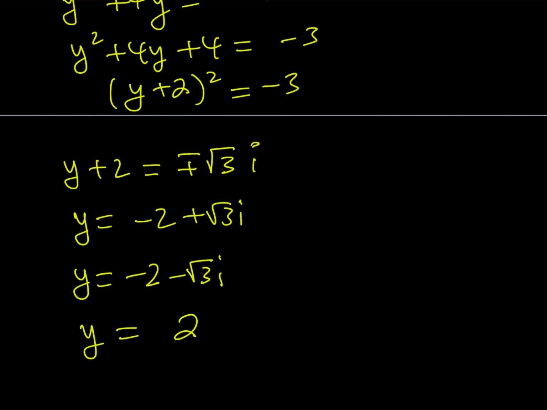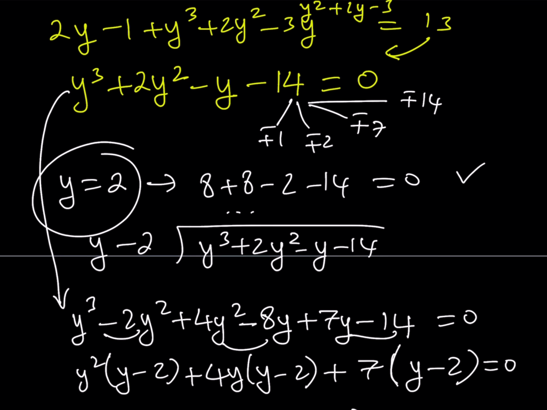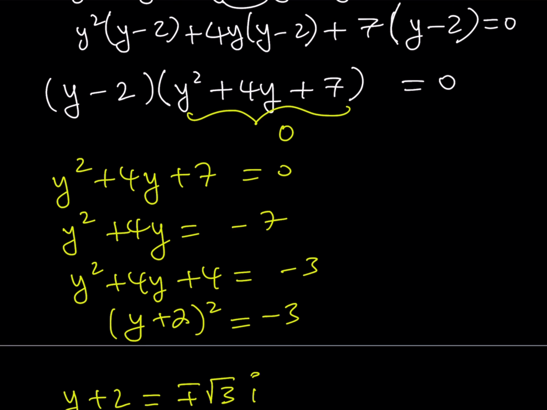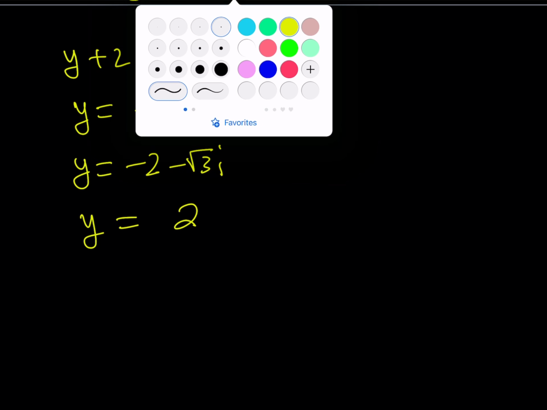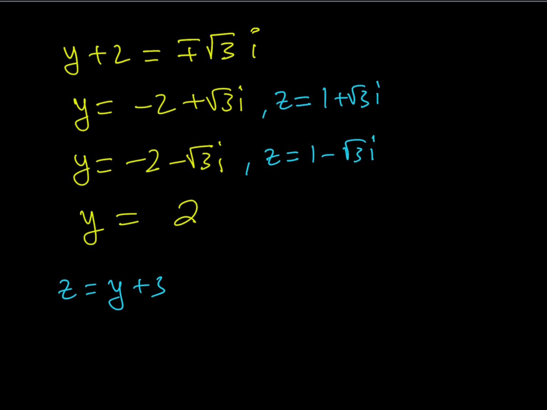Great. So let's go ahead and use the formulas to find x and z. Remember, we were able to express x and z in terms of y. Okay, great. So we're going to use those now. Let's go ahead and substitute. So we had z equals y plus 3. So z is going to be 3 more than y, which means that z here is going to be this number plus 3, which is 1 plus root 3i. Here z is going to be 1 minus root 3i. And when you add 2 plus 3, z is going to be 5.